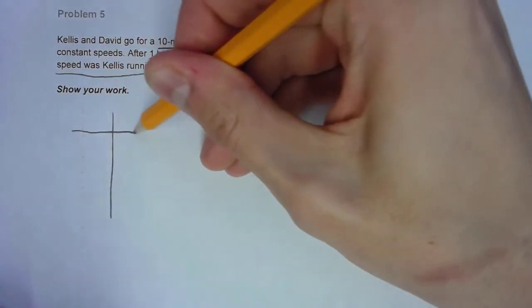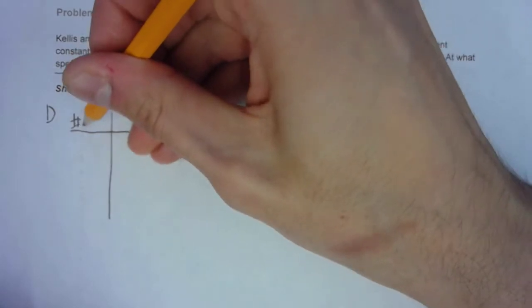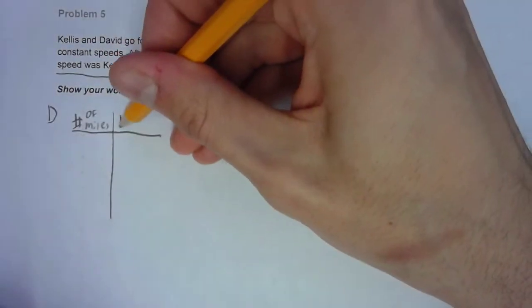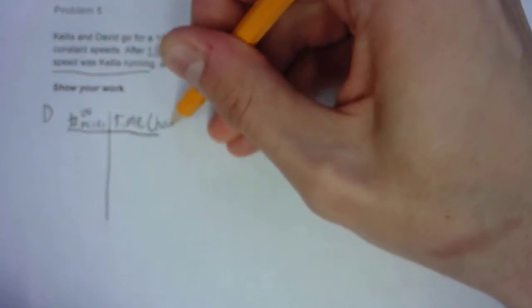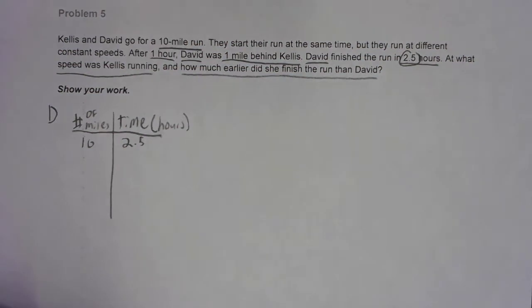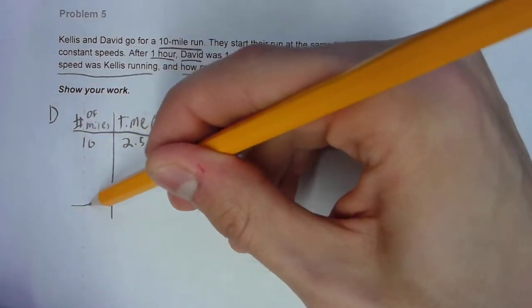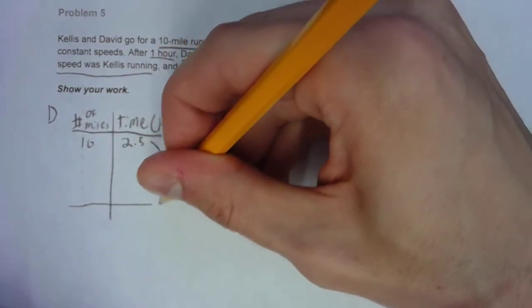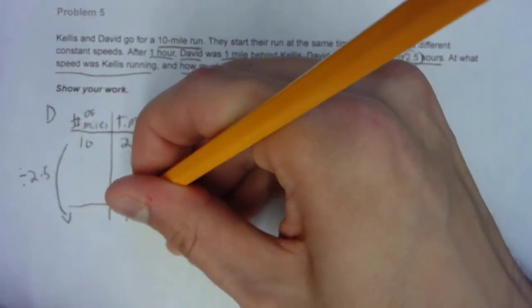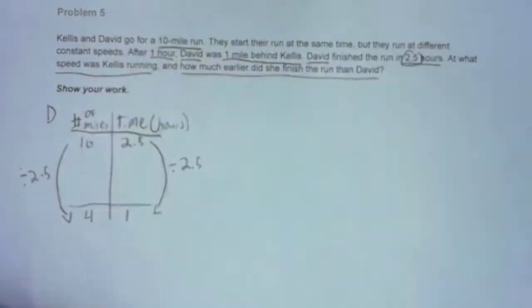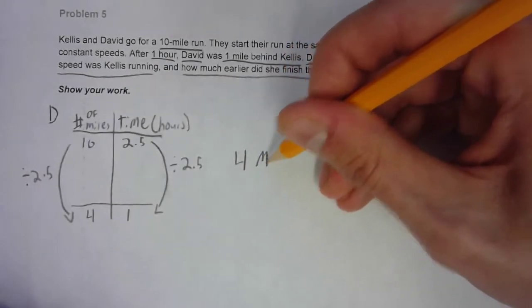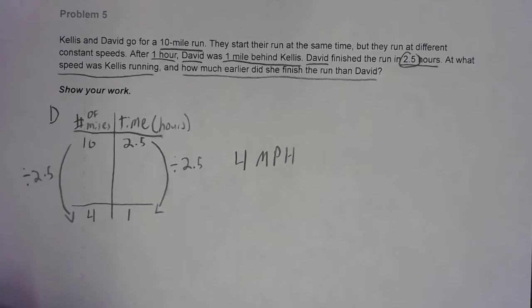So I'm going to create a ratio table for David. Here I'm going to put number of miles, and here I'm going to put time in hours. So what do we know? We know that 10 miles were completed in 2.5 hours, right? So this is a simple conversion. We're looking for how much he's able to run in 1 hour. So we could divide both sides by 2.5. 2.5 divided by 2.5 will give us 1 hour, and then 10 divided by 2.5 will give us 4. So we're going to call this 4 mph, miles per hour. That is how fast David is running.